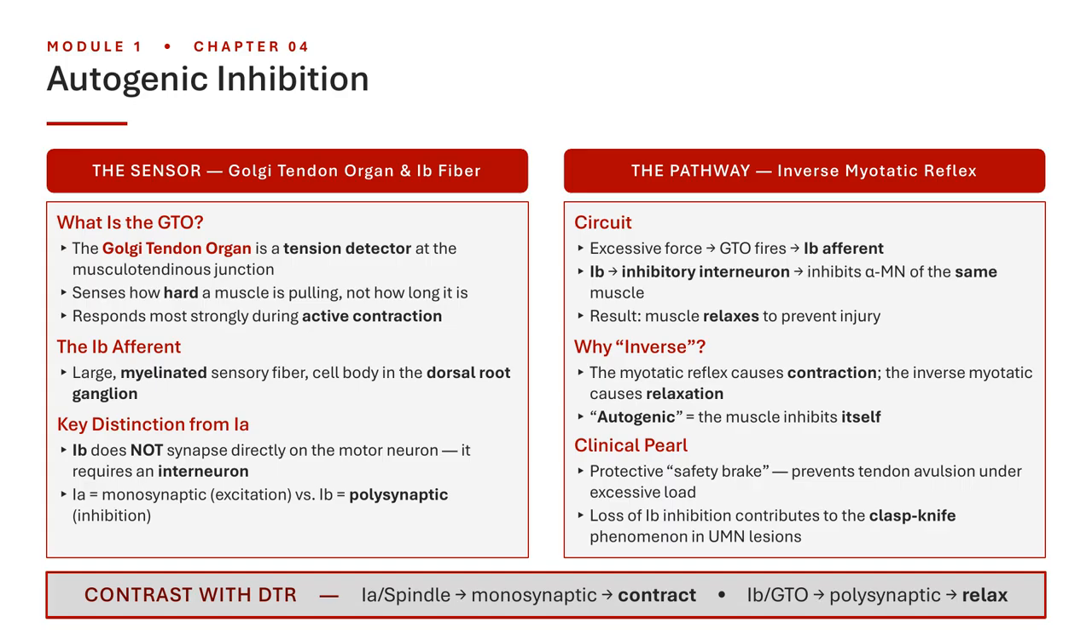The clinical significance is directly practical. This is a protective mechanism that prevents tendon avulsion. The GTO is a biological safety brake, and when this mechanism is disrupted in UMN lesions, specifically when the IB inhibitory circuit is dysregulated, you get the clasp knife phenomenon, an initial high resistance to passive stretch that suddenly gives way like a closing penknife. That sudden yield is a loss of this protective relaxation mechanism.